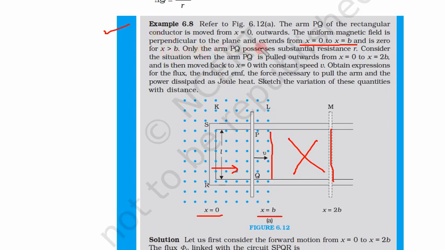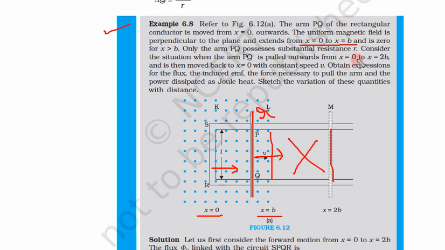Only the arm PQ possesses substantial resistance. That we have learned: the resistance of the whole loop is very small, and only the resistance of this arm PQ is meaningful, the rest of the resistance is not. So arm PQ has this resistance R. Consider the situation when arm PQ is pulled outwards. So we are pulling it outwards.